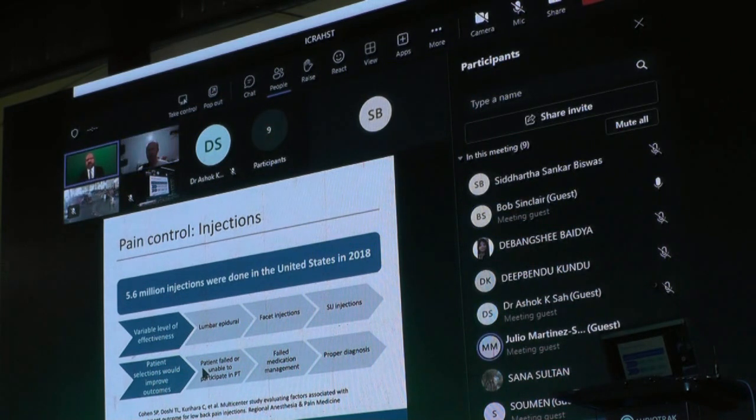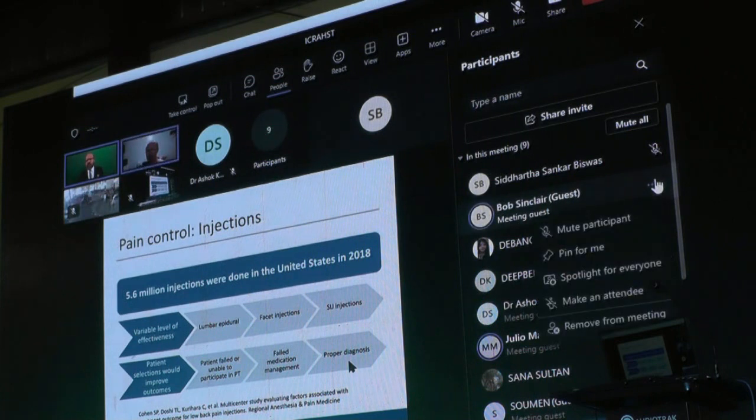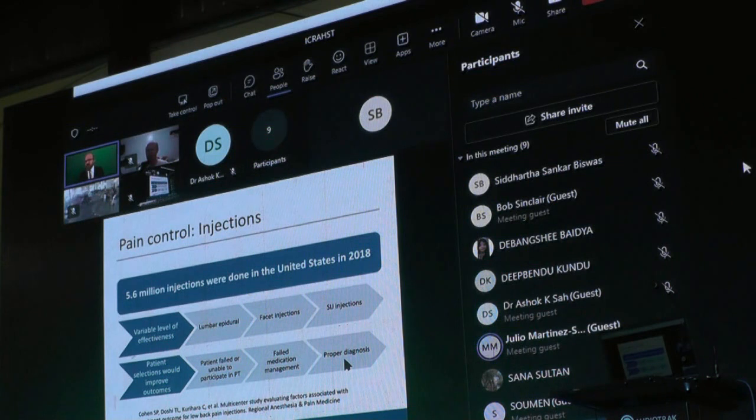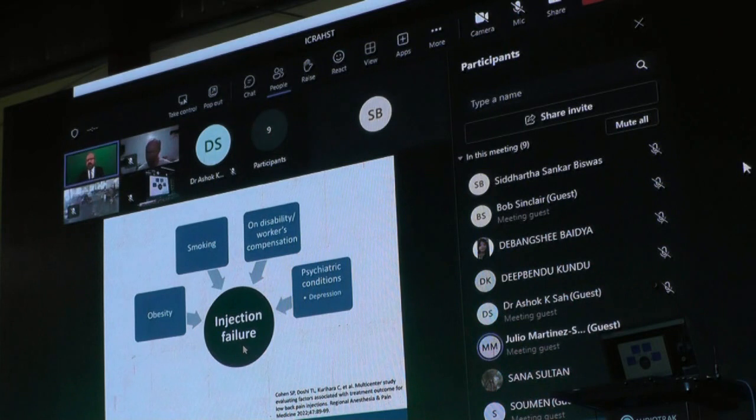The patient has tried and failed physical therapy. The patient has tried and failed medication. And then we need to have a proper diagnosis. If you have a proper diagnosis, the patient has failed conservative management, and your goal of the injection is to decrease pain so they can participate in physical therapy, I really think that we can improve the outcomes of injections.